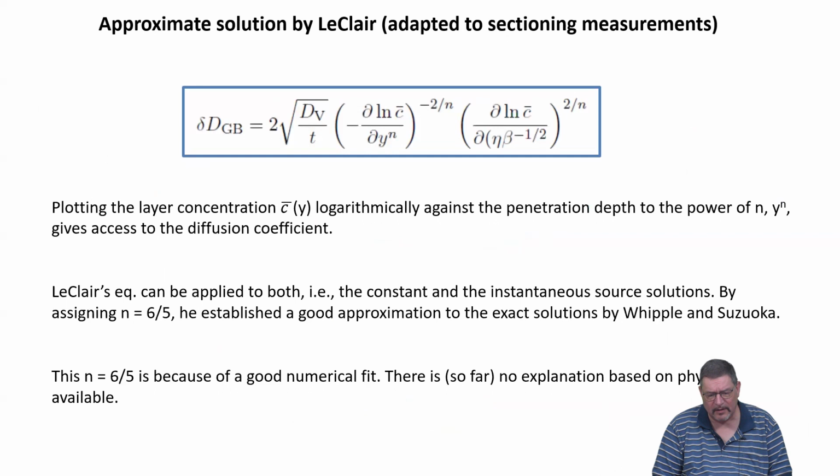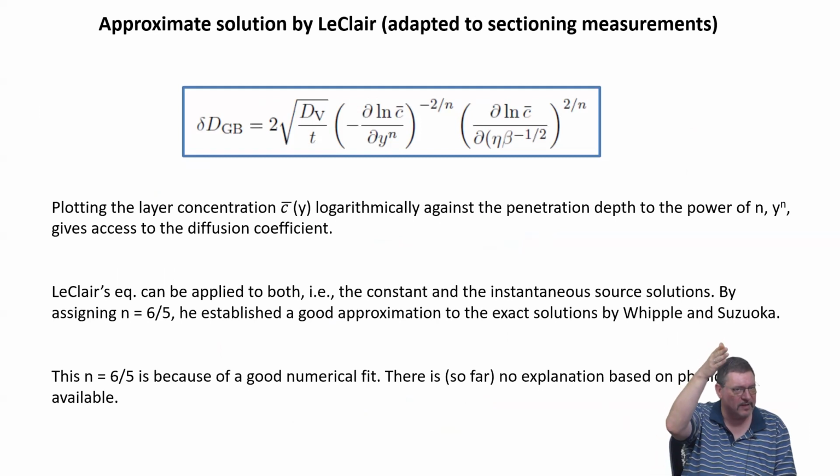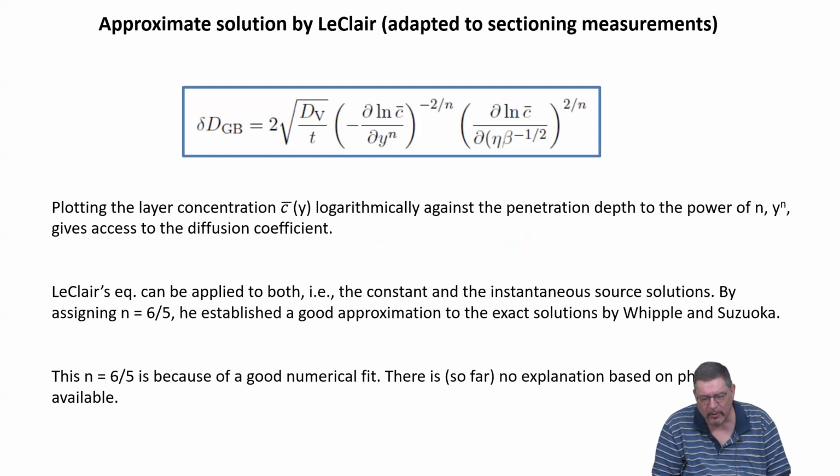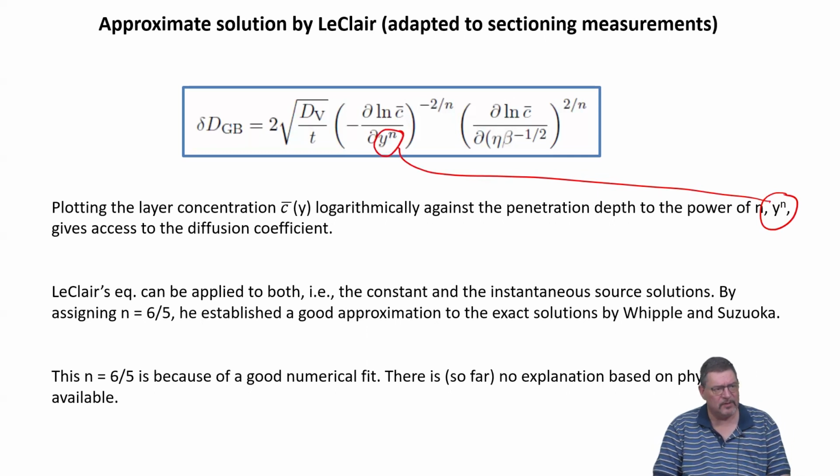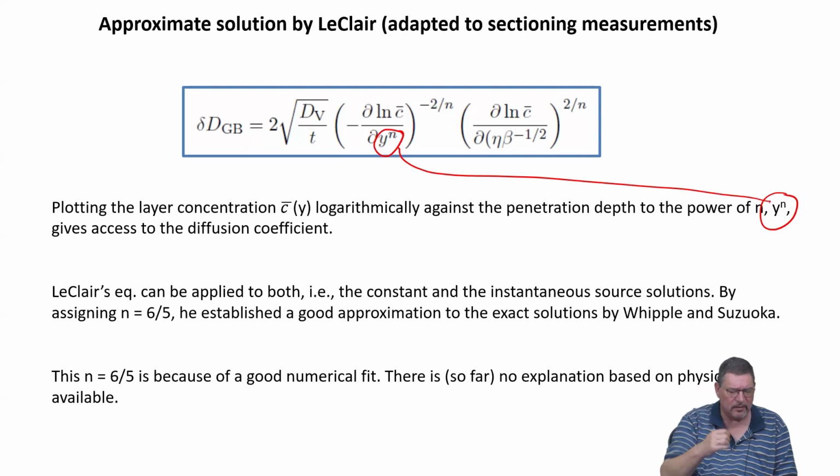And this is then basically the approximate solution which was done by Leclerc, which is specifically adapted to sectioning measurements. So meaning that when you plot the layer concentration, C bar, again, it's a bar because it's the average over the entire layer, and you plot it logarithmically as a function of the penetration depth to the power of n, then this gives you access directly to the diffusion coefficient. And so this is then the approximate mathematical description.